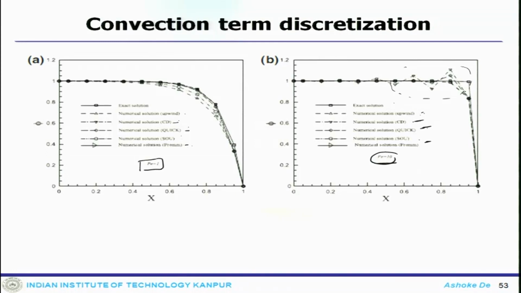And now coming back to the Fromm and QUICK scheme, on the other hand, they show some wriggles, but with small amplitude, and the reason for these wriggles is the imposed boundary condition at the exit of the domain.